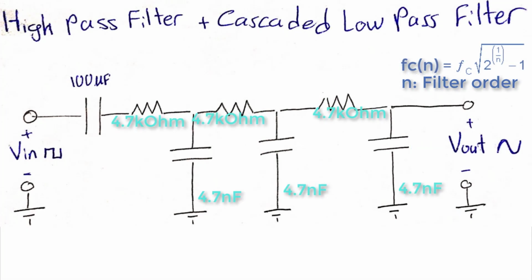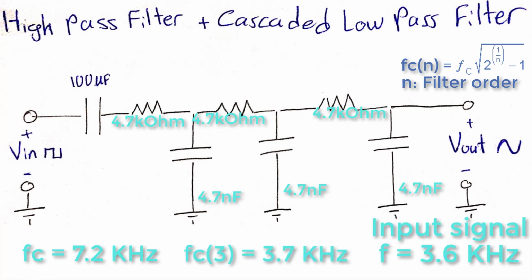When it comes to cascaded filters, calculating the cutoff frequency is different, and it's done by using this formula. So according to my low-pass filter design, first I found the cutoff frequency of one low-pass filter. After that, I used this value to find the cutoff frequency of the third order low-pass filter.